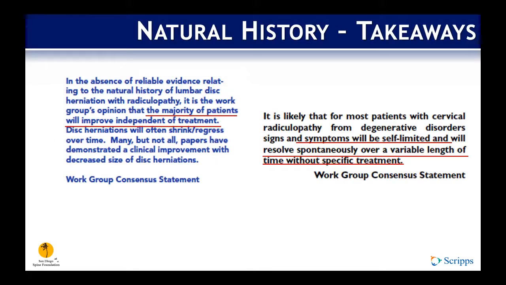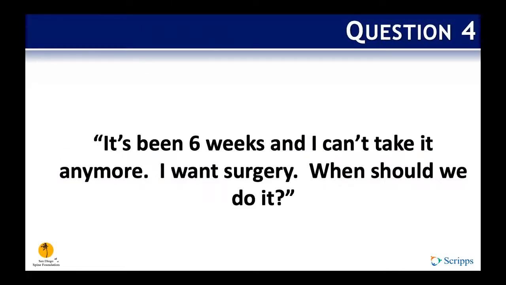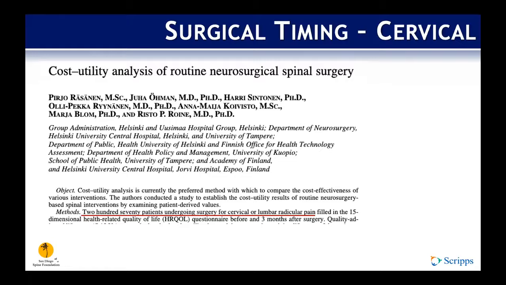And the NAS recommendations similarly reflect this, saying that the majority of patients will improve independent of treatment. And for the work group consensus for the cervical spine, symptoms will be self-limited and resolve spontaneously without specific treatment. So the patient comes back to you, and it's been 6 weeks, and he says, I can't take it anymore, I want surgery. When should we do it? So in terms of indications and the timing of surgery, this was a study looking at 270 patients with cervical or lumbar radiculopathy or herniation complaints.